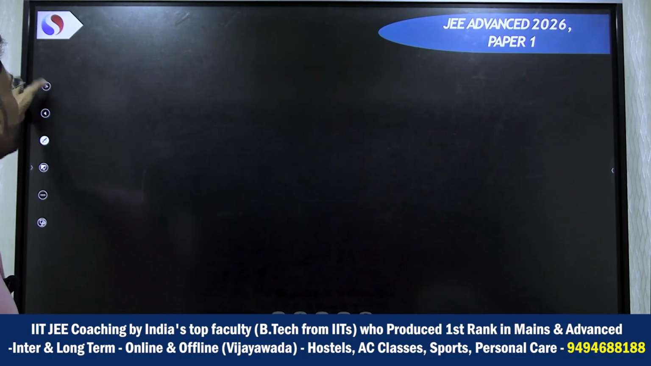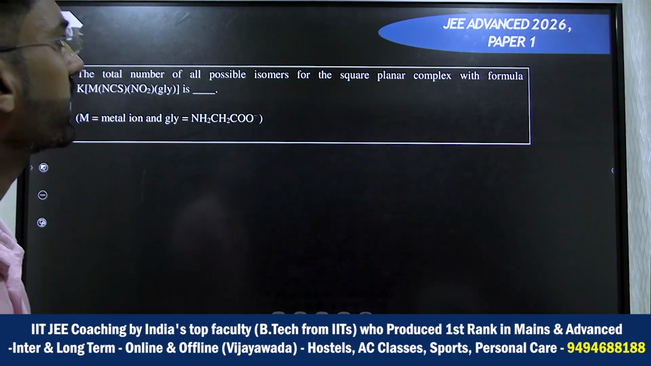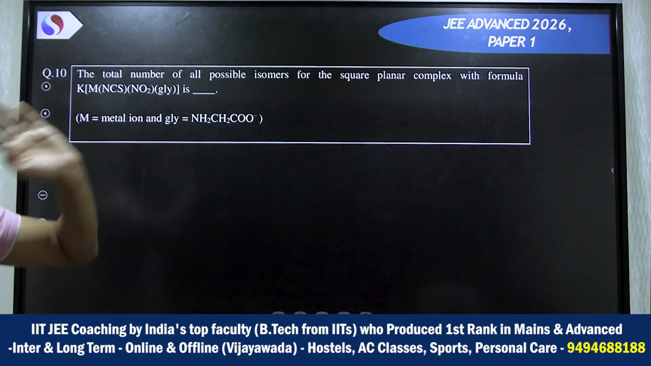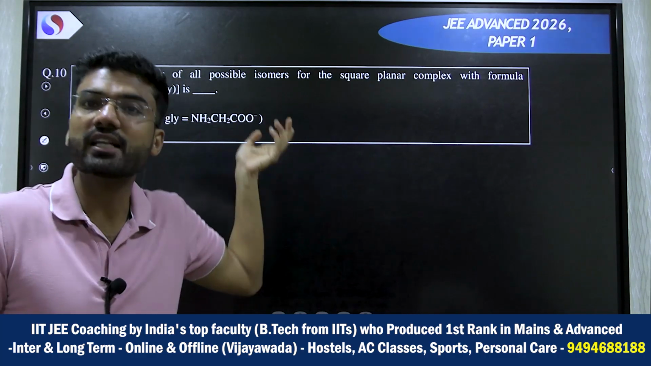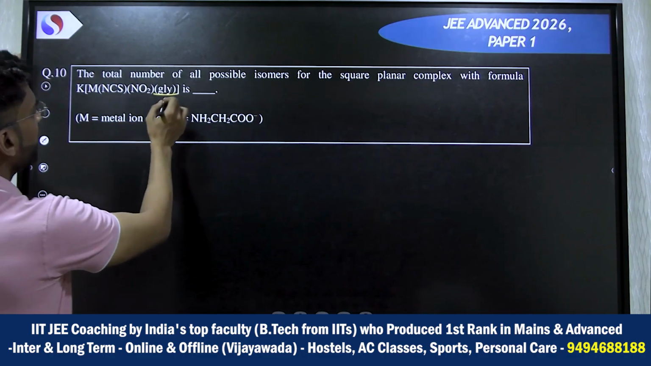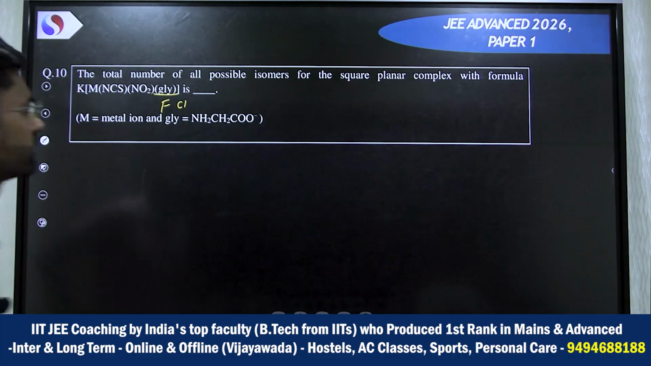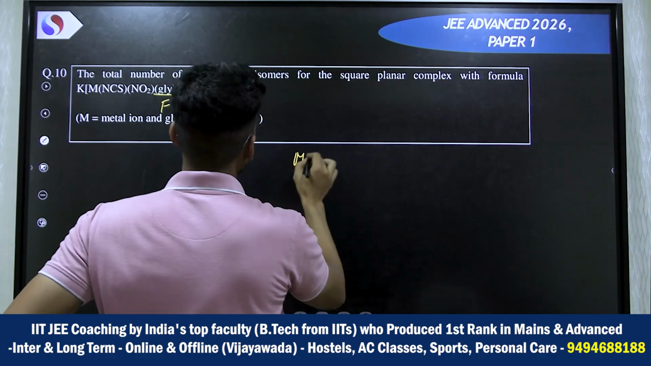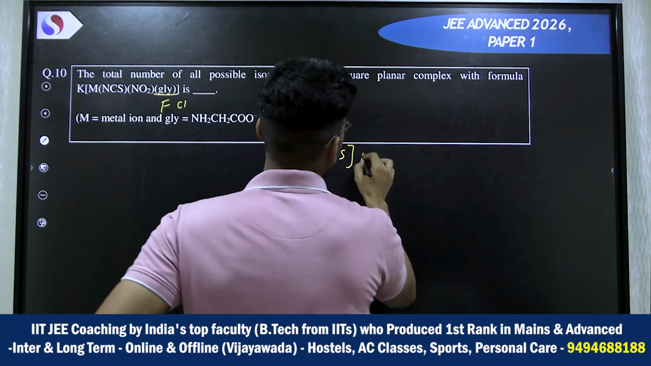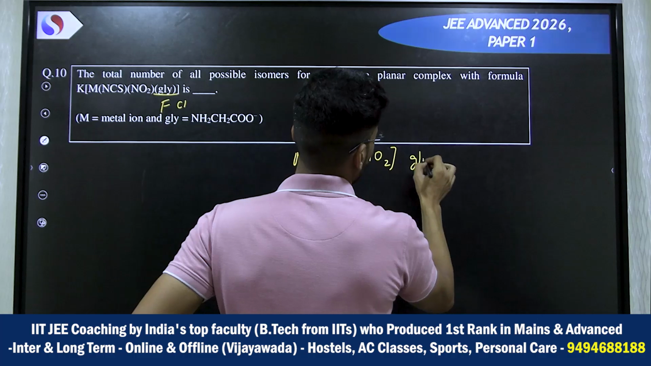Next. The total number of all possible isomers for the square planar complex with the formula given. This is the same question that was given in this year's JEE Main, with only small changes: instead of glycine, they have put fluorine and chlorine. Let me take this as the metal, this is NCS, this is an NO2 group, and this is glycine.